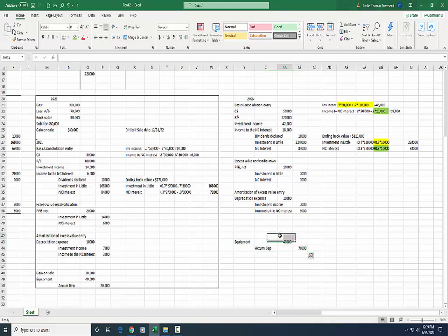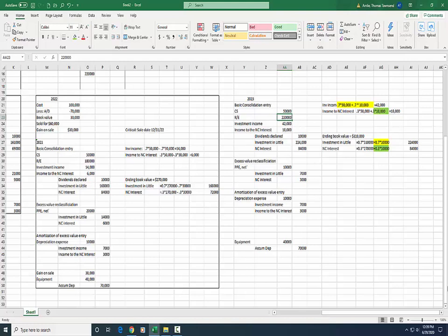But the question then is, what do we do with this missing $30,000? Now, again, think of what's happened here. This retained earnings balance of $220,000 up on the basic consolidation entry, that retained earnings balance of $220,000 is wrong. It's inflated. It includes that $30,000 unrealized gain.